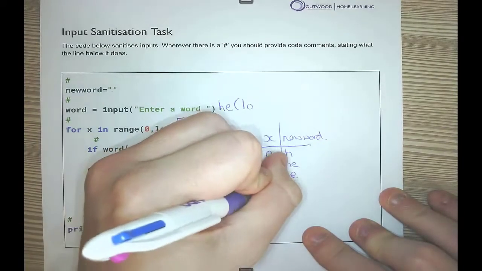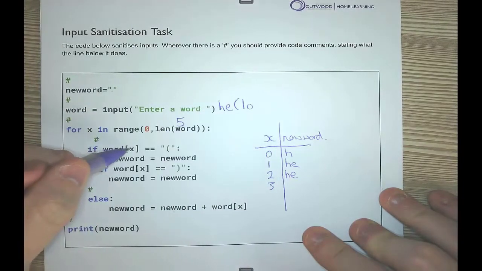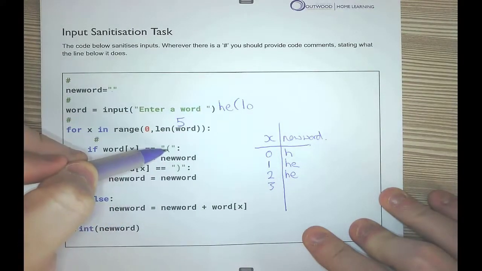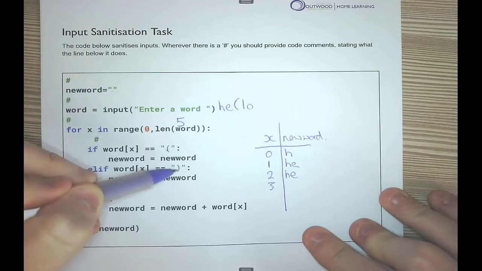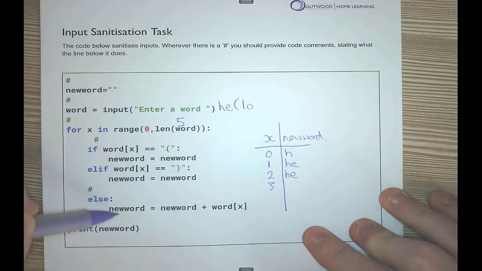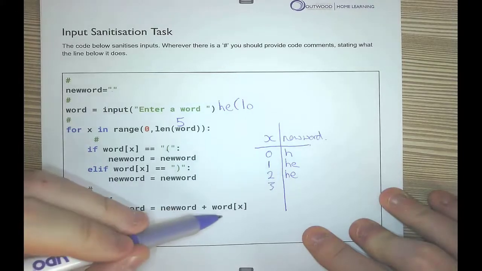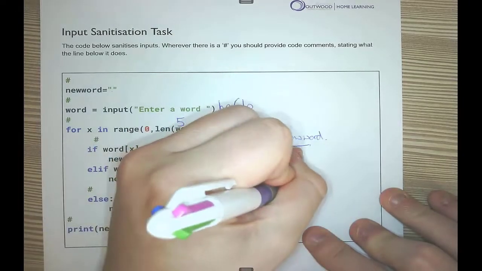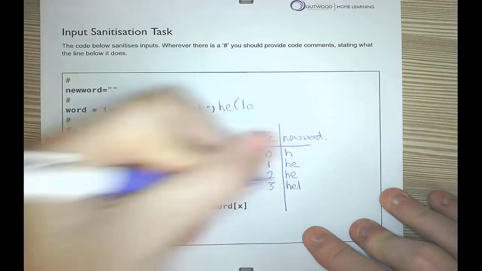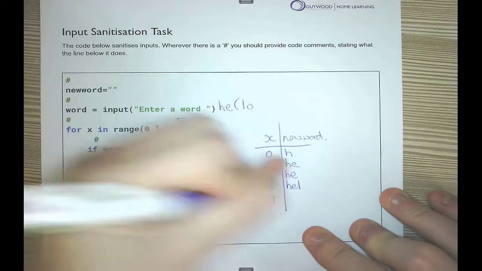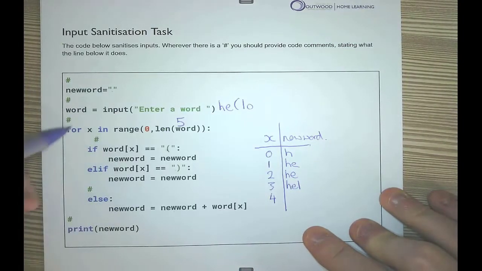X now becomes 3. So if word 3, which is the L, is an open bracket, which it's not, so we go to the next bit. It's not a closed bracket either, so we do the else. So we've got new word equals new word, which is HE, plus the L. So we've got HEL. X then increases to 4. So we go around again.